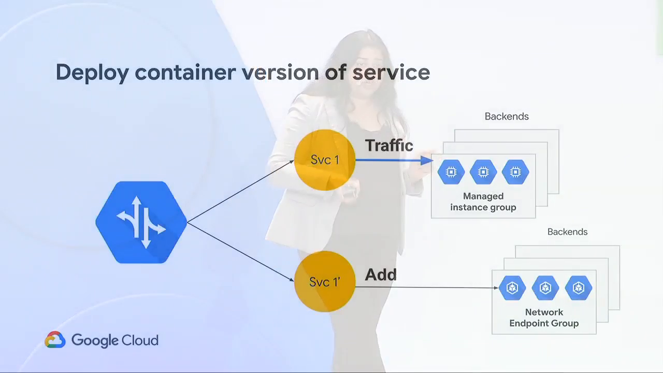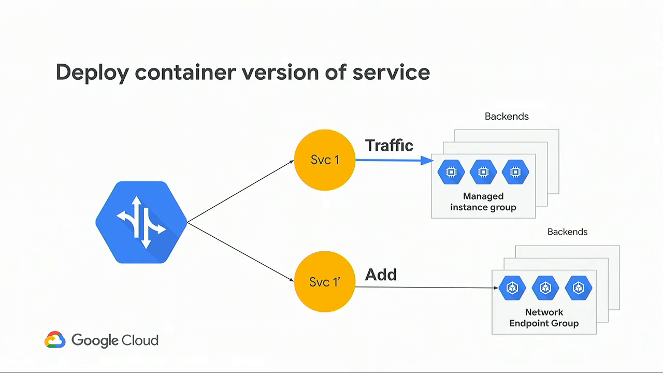Now, imagine you wanted to containerize that service. There's a construct called network endpoint groups. And so you go create a service one prime, and you add all of the container endpoints inside a network endpoint group. The network endpoint group lets you see those individual containers, and so you can load balance to them, you can do traffic control to them individually.